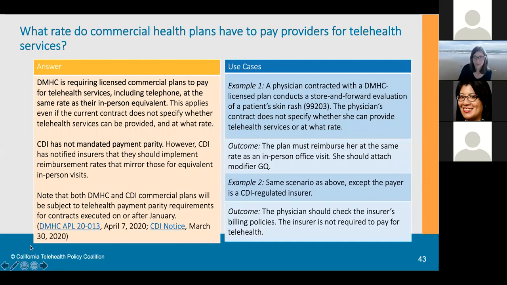What rate? They have to pay us as they would pay for an in-person service. So here we have the store and forward. In the first example, patient skin rash, that's store and forward, so that's a GQ modifier. Same scenario, except the payer is a CDI regulated insurer. Well, check the insurer's billing policy. Not required to pay for telehealth. So again, make that phone call, make the grid, and figure out who's going to pay and who you need to make a phone call to. Next slide.